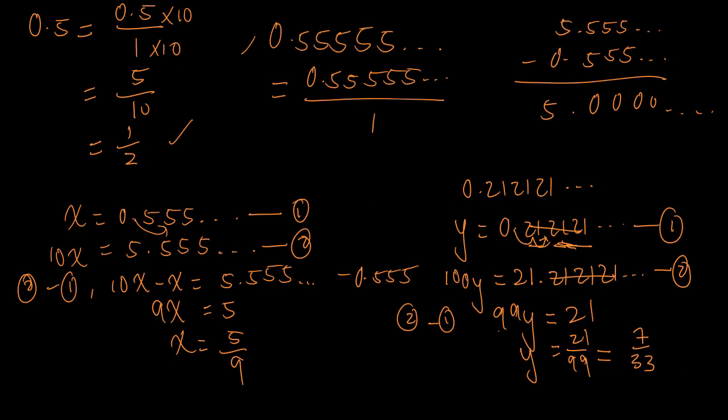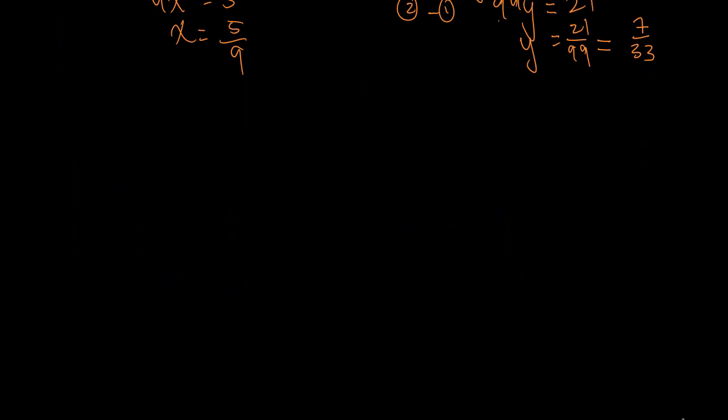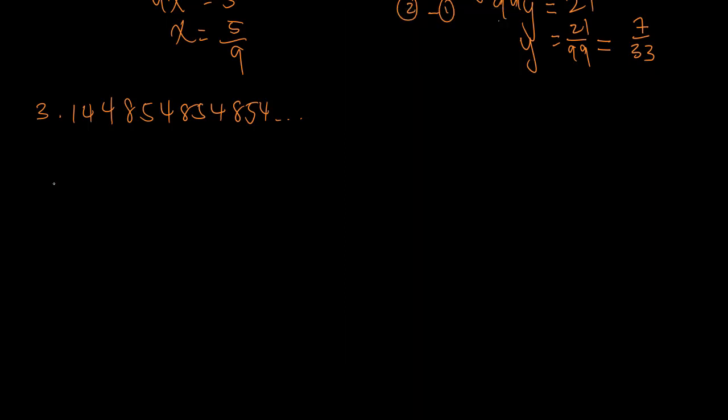This trick will work like a charm for the simpler cases, but for the case where you have a more complex pattern, we still have to go back to the equation method. Let's say we have 3.14485. Let's try it out with the calculator. We key in 3.144854854 over and over again, and make sure it's long enough. Press enter. Now it still remains as a decimal. So in this case, we still need to go back to the equation method.